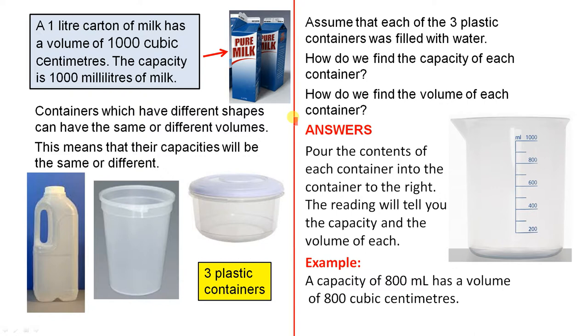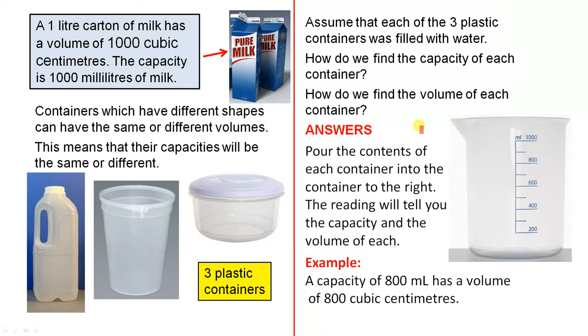Containers which have different shapes can have the same or different volumes. This means that their capacities will be the same or different. Now let's look at these 3 plastic containers here. Assume that each of the 3 plastic containers was filled with water. How do we find the capacity of each container? How do we find the volume of each container?